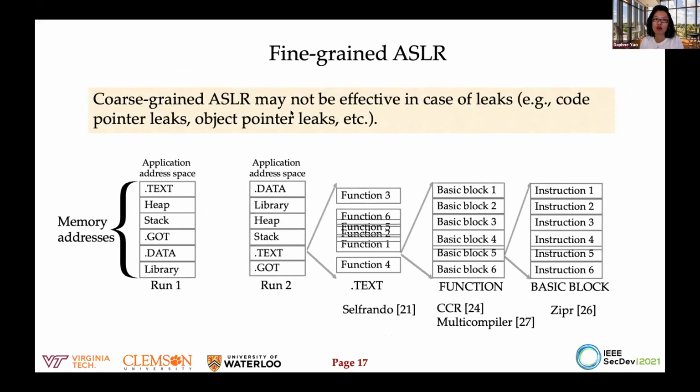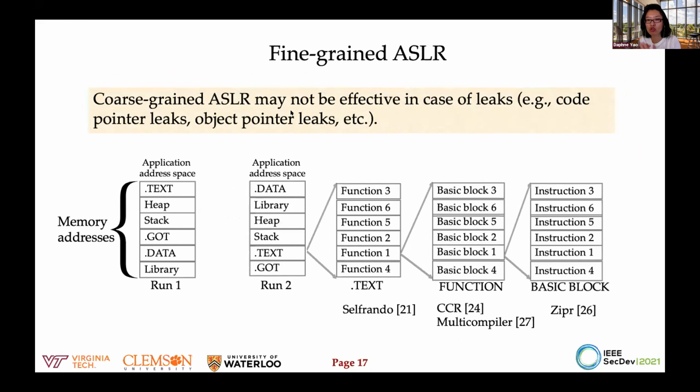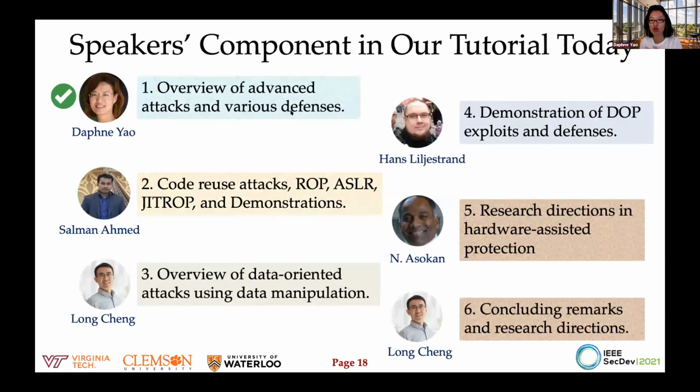But then fine-grained, it says you don't have to stop there. If you have a stack, it doesn't have to be sequential, even though its starting point is different. The internal bits can also change: the function, basic block and instruction can also be randomized, as illustrated here. So it takes more time to randomize and then you have to have more bookkeeping information so that you can reverse the mapping, and that makes it harder for attackers.